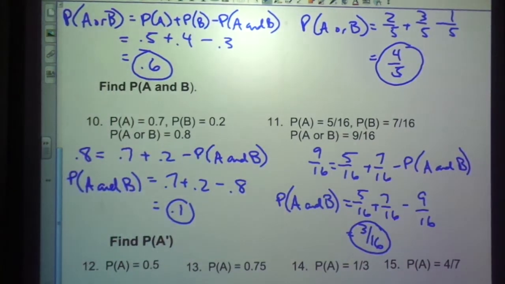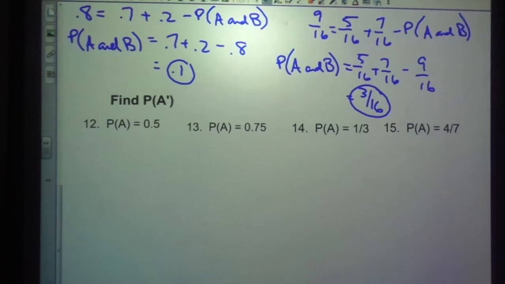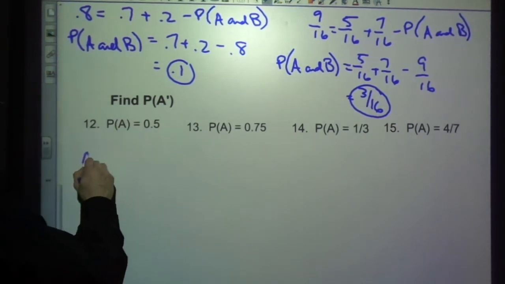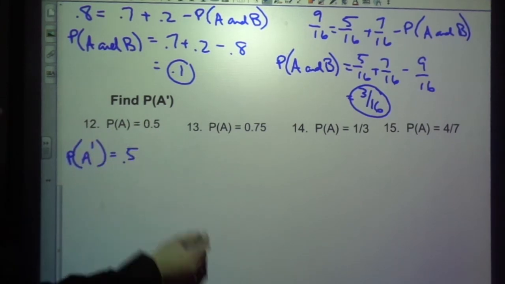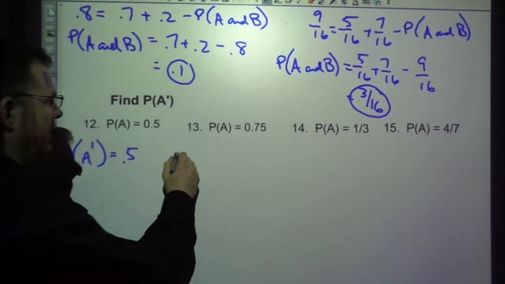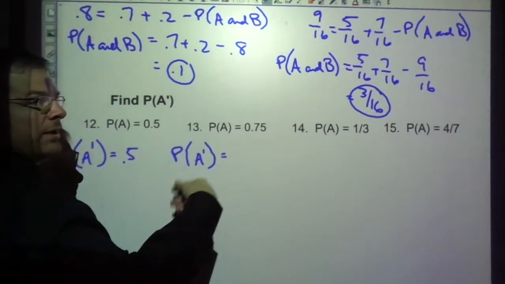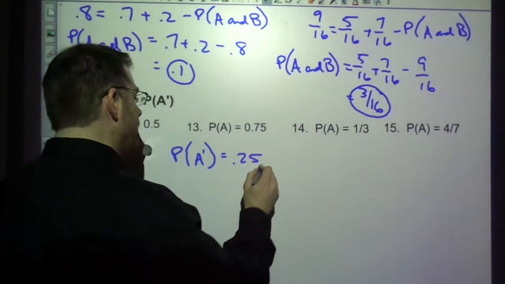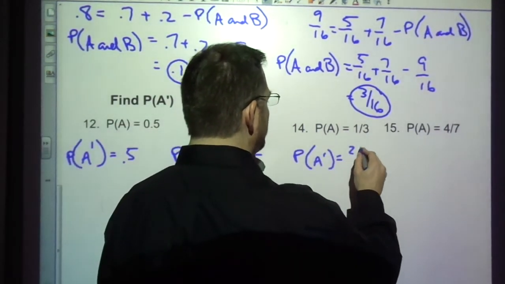Okay. Last one's find A complement. Well, that's easy because A and A complement are always going to add up to be 100%. So if this one's 0.5, A complement must also be 0.5 because 1 minus 0.5 is 0.5. Probability of A complement here, if this is 75%, what's left is 25%. If this one is 1/3, what's left is 2/3.